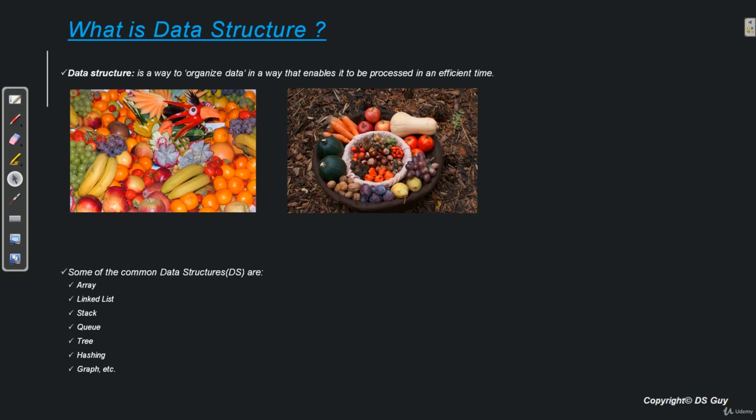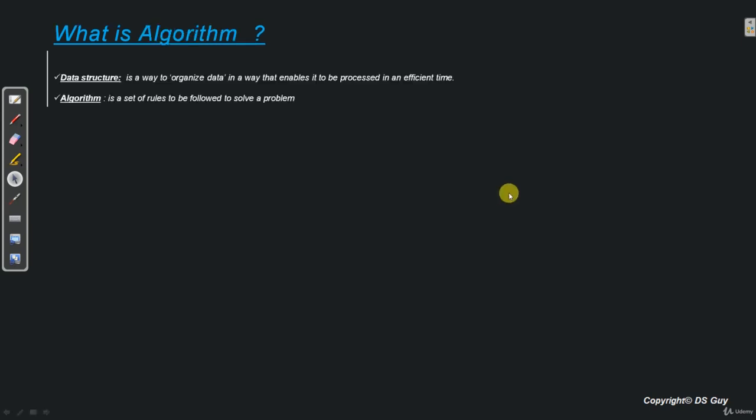Now let's see what exactly is an algorithm. So an algorithm is a set of rules to be followed to solve a problem. Now let's try to understand it using an example. So let's say we want to prepare some homemade salads for dinner. So what is the process?